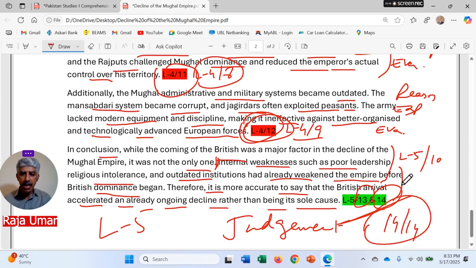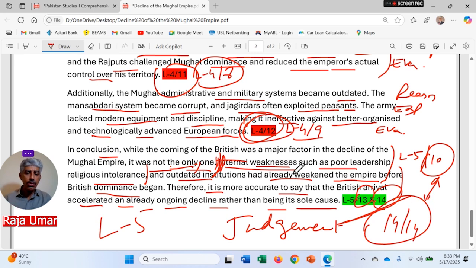And if it is a 10 marks question, and you reach up to this point, in conclusion, while the coming of the British was a major factor in the decline of the Mughal Empire, it was not the only one. You can see that internal weaknesses, poor leadership, and religious intolerance also played a vital role in the decline of the Mughal Empire. You just complete the sentence like this. Then you can reach the 10th mark of 1D, the compulsory question. So in this way, you will be able to attempt a 14 marks question or a 10 marks question if it is part of the compulsory question.